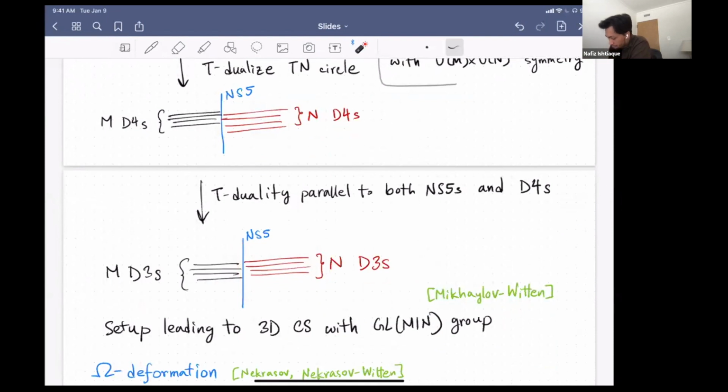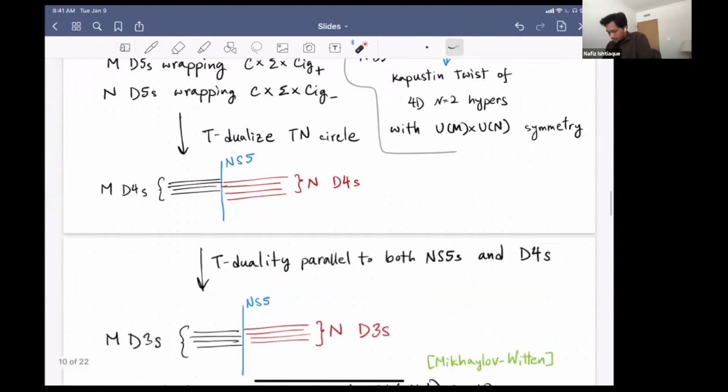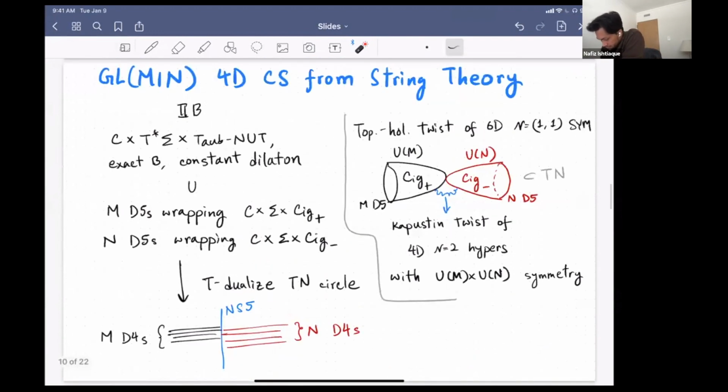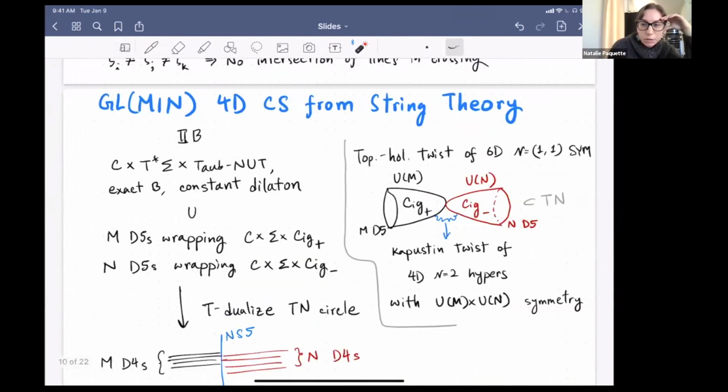This type of setup was used by Mikhailov and Witten to define a 3D Chern-Simons theory with super Lie group. The gauge fields coming from both sides, if I restrict them to here, so there are also strings attached to different stacks, and they all combine to form a super connection. But okay, so back to our geometry.